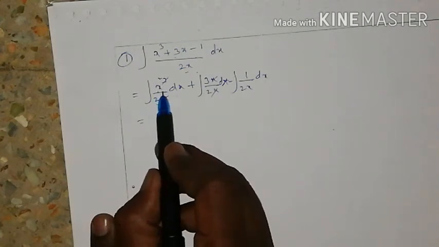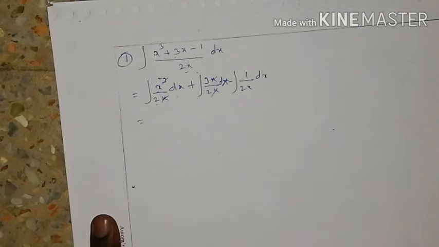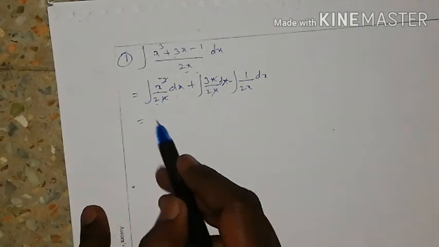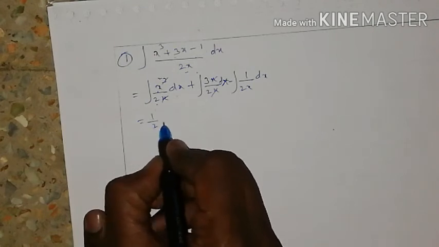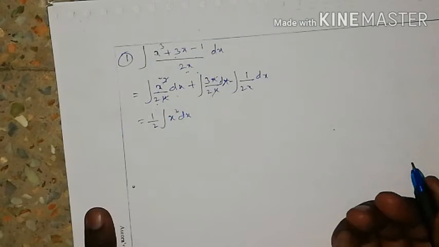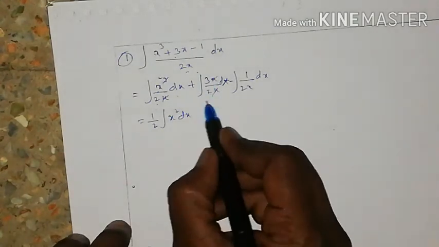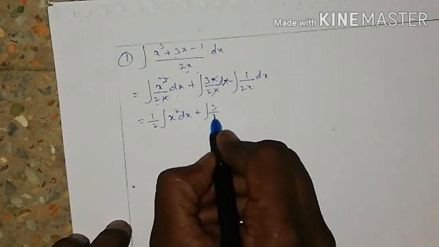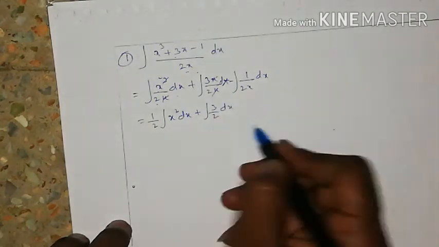What is the coefficient of x square here? The x square coefficient is 1 by 2. Now take the coefficient outside: 1 by 2 into integration of x square into dx. Clear. Next. What is left now? 3 by 2. So you can write it as it is: integration of 3 by 2 into dx. No need to take 3 by 2 outside.